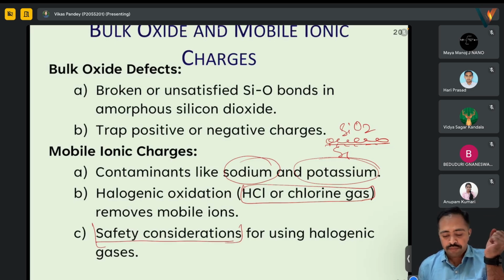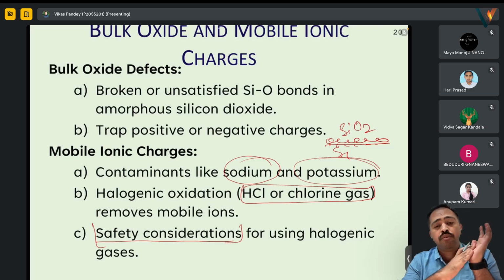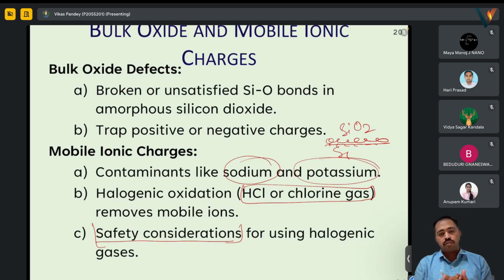Right? Now if we have grown the oxide, how will we know that the oxide has been grown and how much it has been grown? There are some characterization techniques.